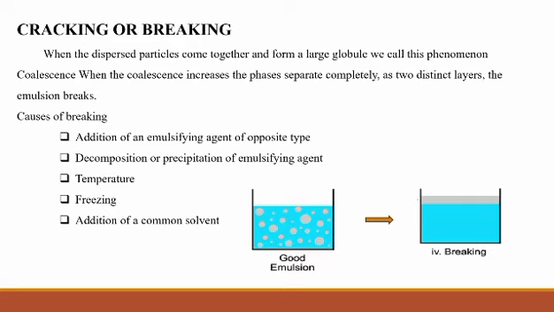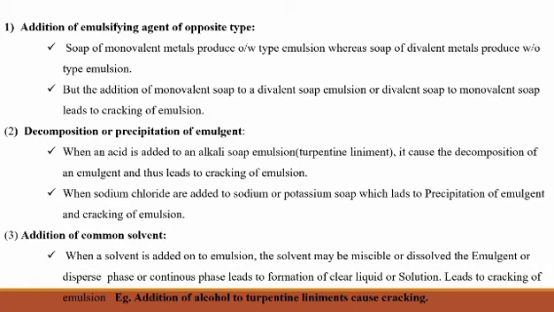So first is flocculation. Flocculation means the globules join together to form larger units. Next, the dispersed globules become larger globules, that is coalescence. When the coalescence continues for a long period of time, it may lead to cracking by separating into two layers. These are the differences between these three phenomena.